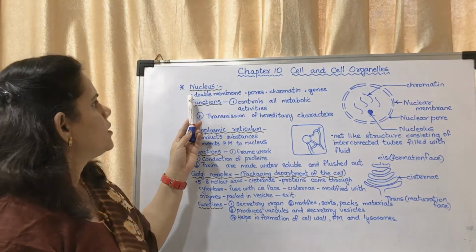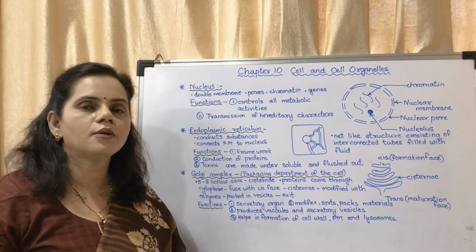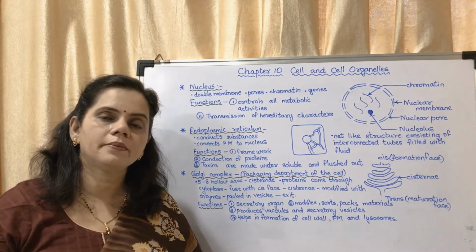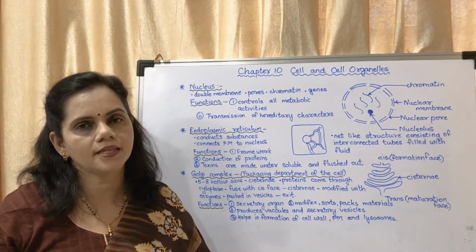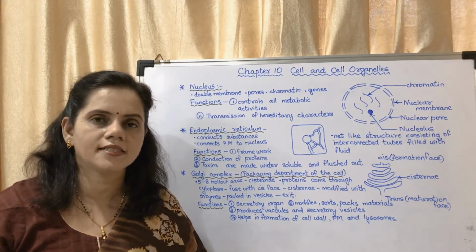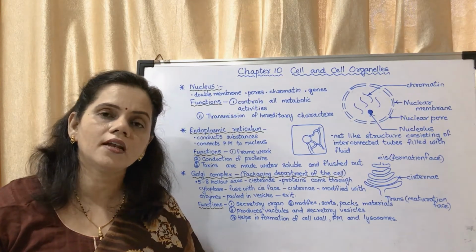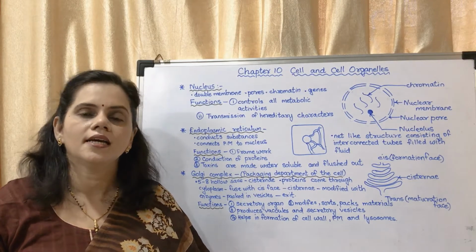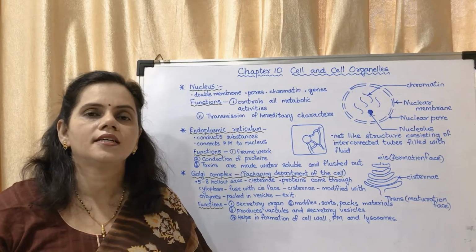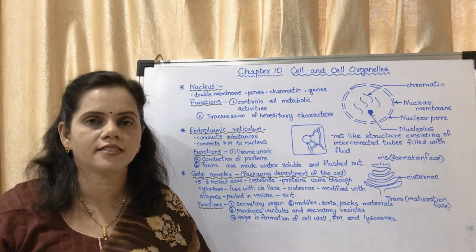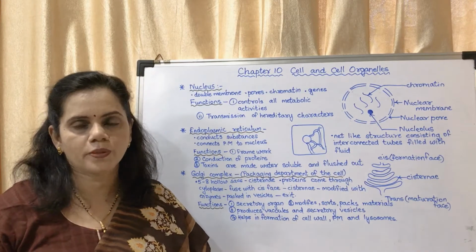Okay, so now the functions. What are the different functions of the nucleus? The first function is that it controls all the metabolic activities of the cell. What do you mean by metabolic activities? Metabolic activities means the different reactions which are taking place inside the cell. For example, photosynthesis is a chemical reaction. Respiration is a chemical reaction. So there are several different chemical reactions which are taking place inside the cell. Okay, and who controls these reactions? The control is in the hands of nucleus, and inside the nucleus who is responsible? It is the DNA or the chromatin which is present inside the cell.